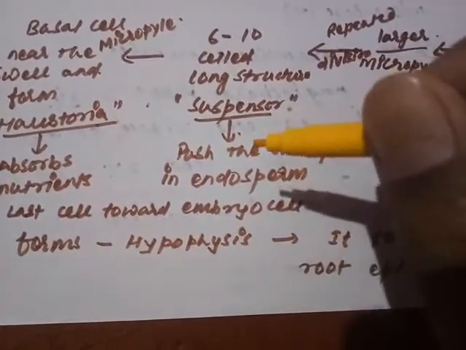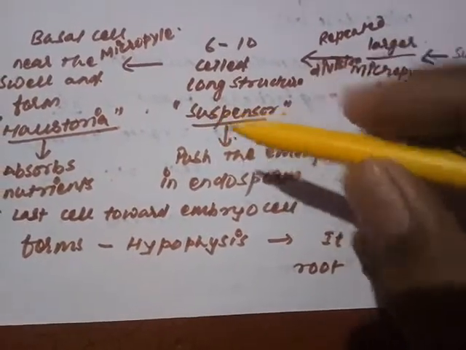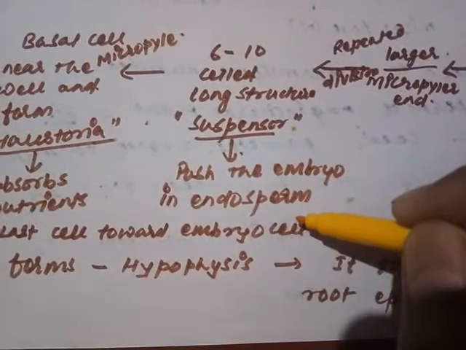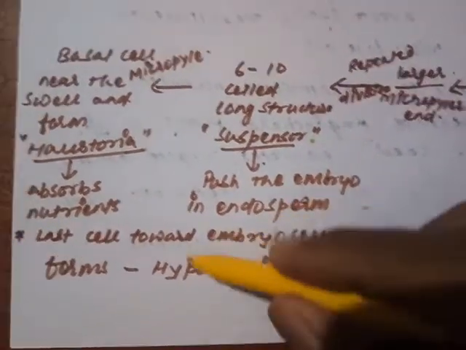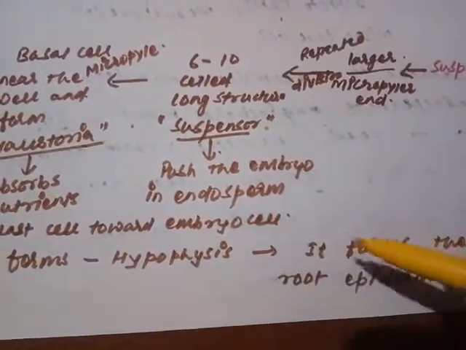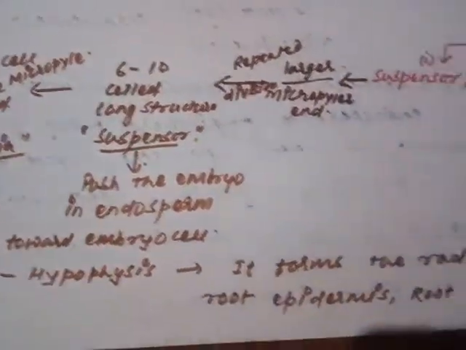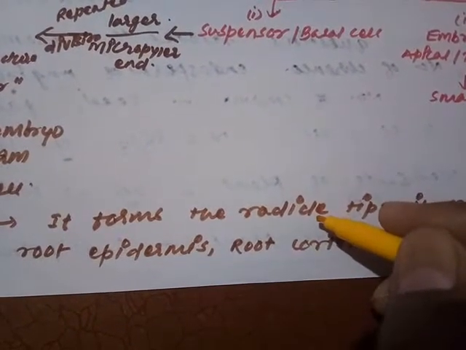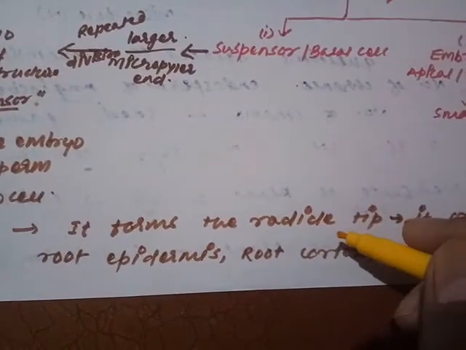The last cell of the suspensor, lying toward the embryonal cell, the closer to the embryonal cell, the last cell toward the embryonal cell region or toward the chalazial end, is called the hypophysis. Are you getting my point? The last cell toward the embryonal cell is going to form a structure called the hypophysis. Hypophysis is very important because it is going to form the radicle tip. The function of the hypophysis is to make the radicle tip.